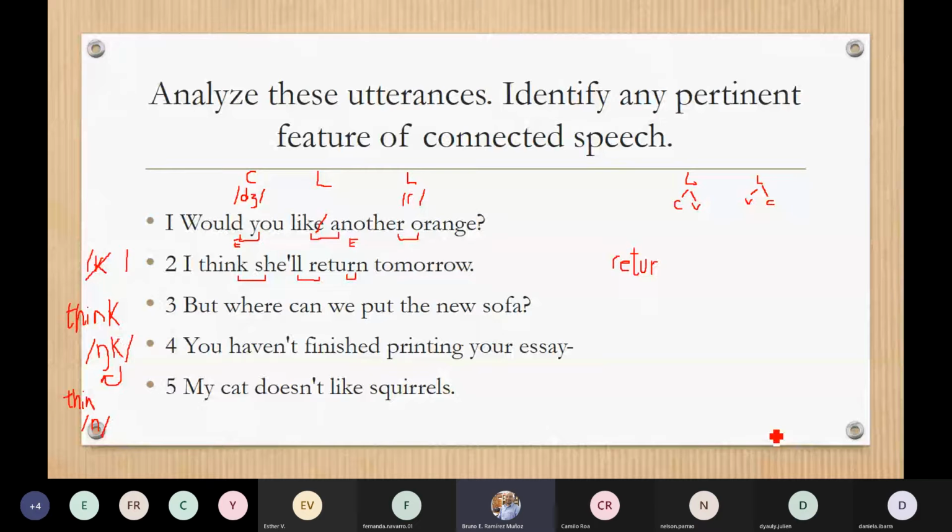So if you omit, if you make the k disappear from think, you have to be sure that you are still pronouncing this phoning: I think she'll return tomorrow. Because if you say I thin, the one at the bottom, right? Sorry, I think she'll return tomorrow.